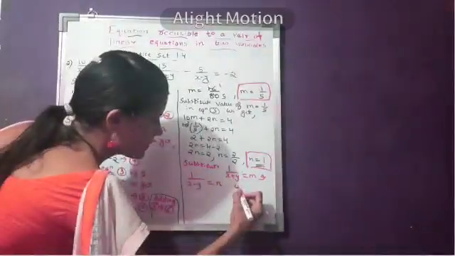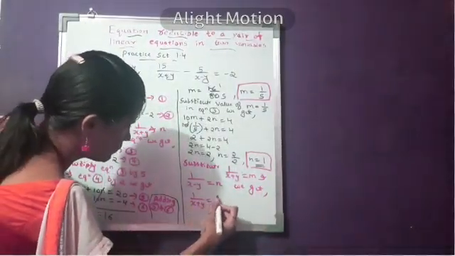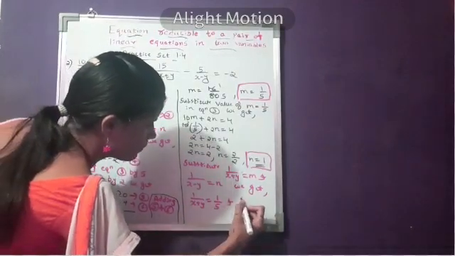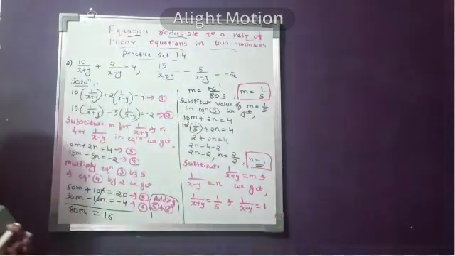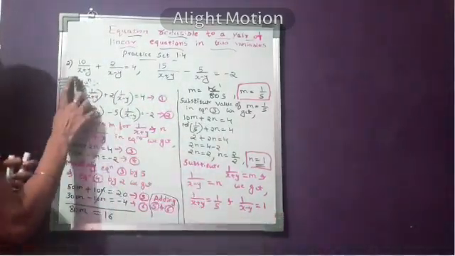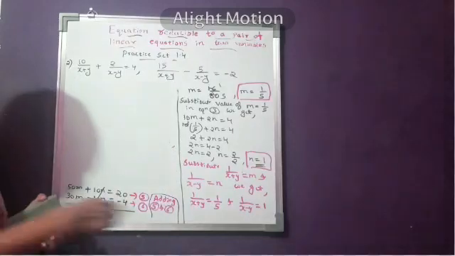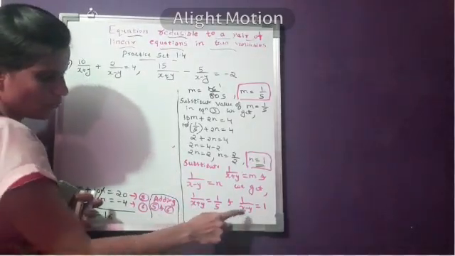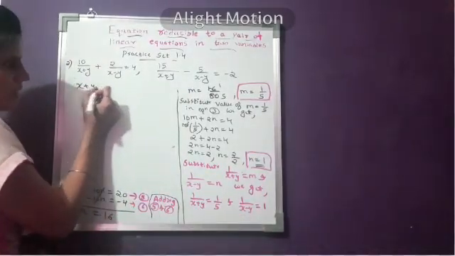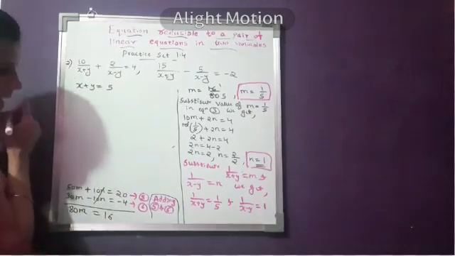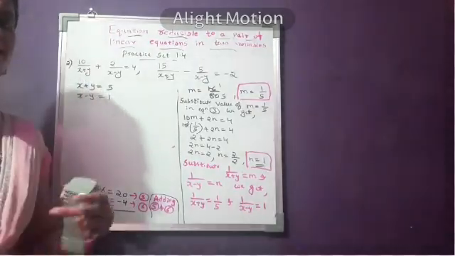What will happen? We get 1 upon x plus y is equal to 1 upon 5 and 1 upon x minus y is equal to 1. Now as there is no space, I am going to rub this one. Fine. Now you have got 1 upon x plus y is equal to 5, 1 upon x minus y is equal to 1. That is basically nothing but x plus y is equal to 5 and x minus y is equal to 1.